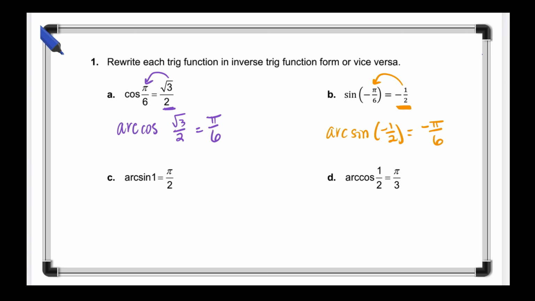And then if we work backwards, if we're given arcsine, we would say that the sine of pi over 2 is equal to 1. And if you're given arccosine, we're going to say that the cosine of pi over 3 is equal to 1/2. So the answers for C and D, you could verify with your unit circle.